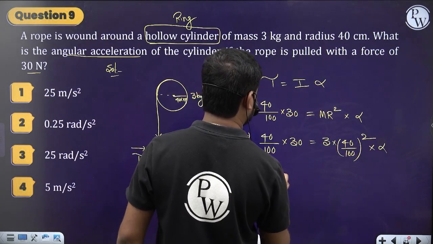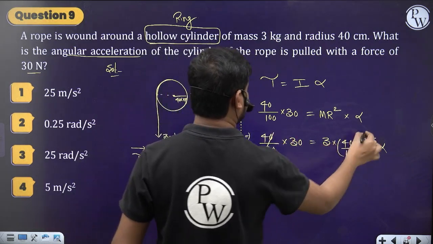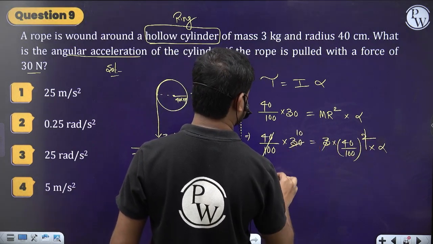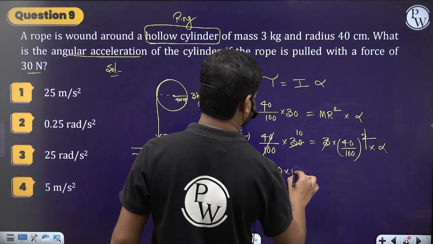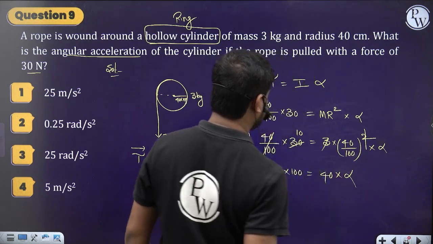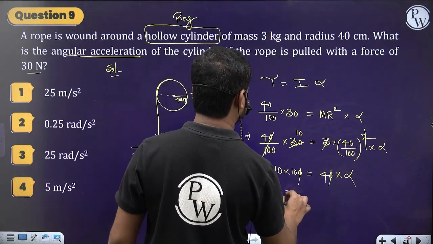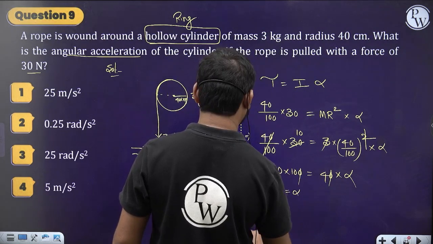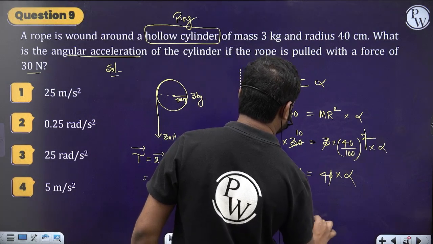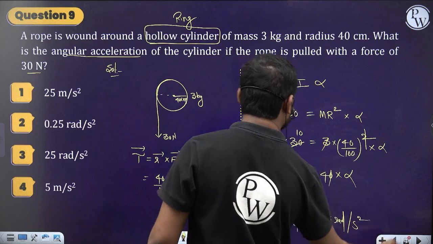Here 40 by 100 and here also 40 by 100 cancel. So 3 tens are 30; 10 into, send this 100 to this side, so 10 into 100 is equal to 40 into alpha. The zeros cancel. So 100 is equal to 4 alpha. So alpha is equal to 100 by 4, which is 25 radian per second square. That is the angular acceleration they asked.